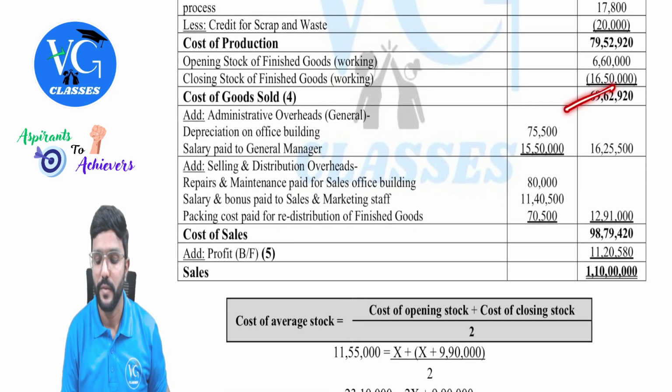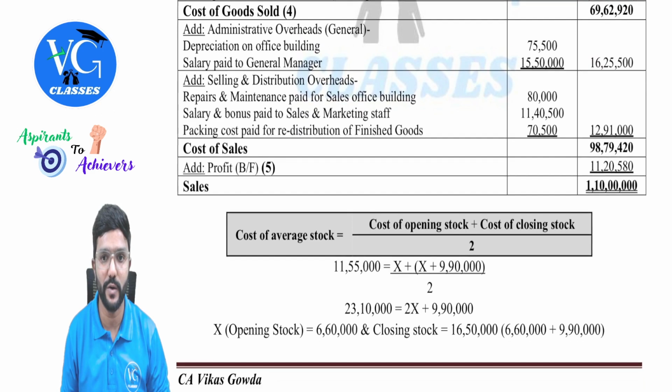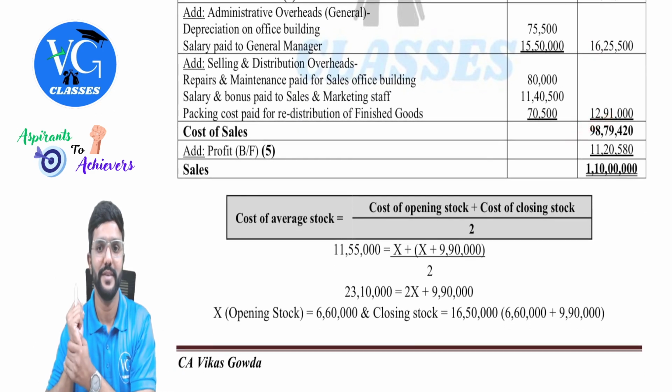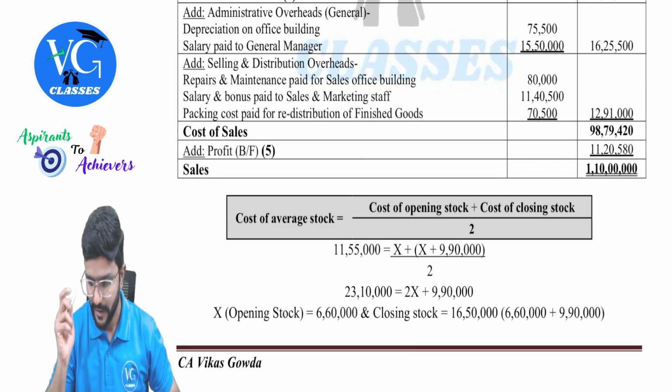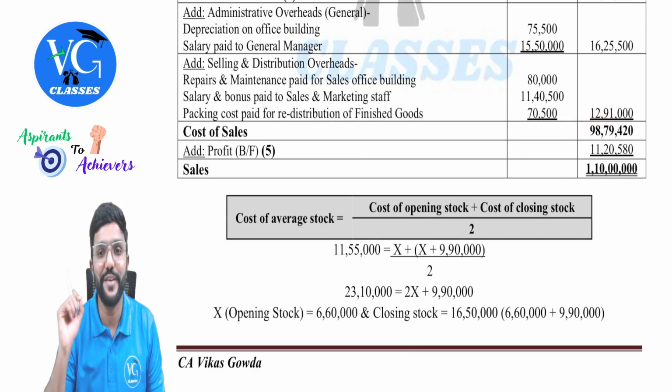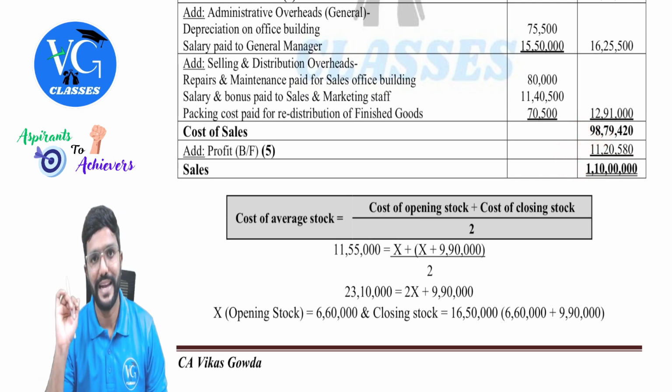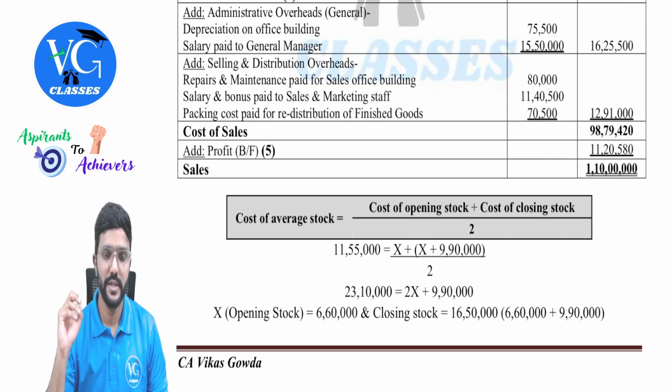Add up cost of goods sold plus administrative overhead plus selling and distribution overhead. We will get cost of sales, 98,79,420. I'm talking about amount. And they have given the sales in the question, which is 1 crore 10 lakh. Find out the difference between those. That will give us profit, the balancing figure: 11 lakh 20,580, guys. This is the fifth requirement.